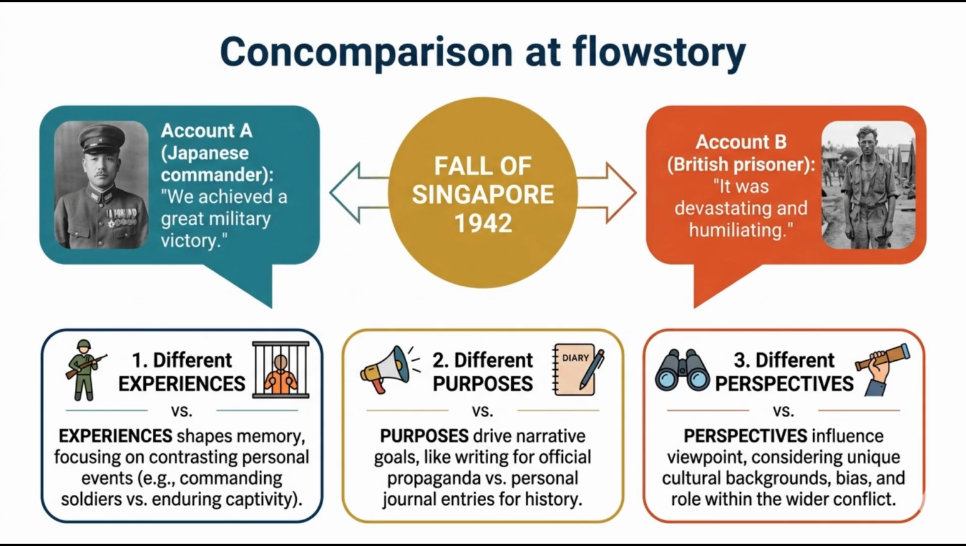different purposes for writing about it, and different perspectives shaped by who they are and where they stood. A Japanese commander who wrote about the fall of Singapore in 1942 might describe it as a great military victory. A British prisoner who was captured that same day might describe it as devastating and humiliating. Both are describing the same event. Both are telling the truth as they experienced it. But the accounts look very different. Historians compare accounts to understand why they differ and what each one reveals.